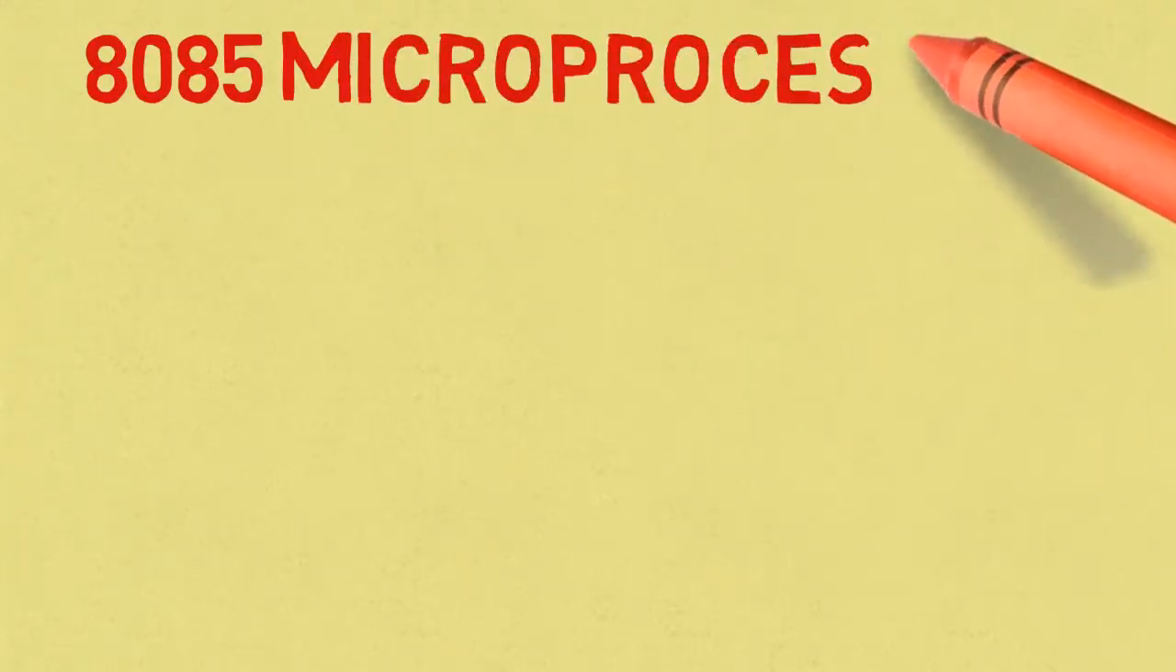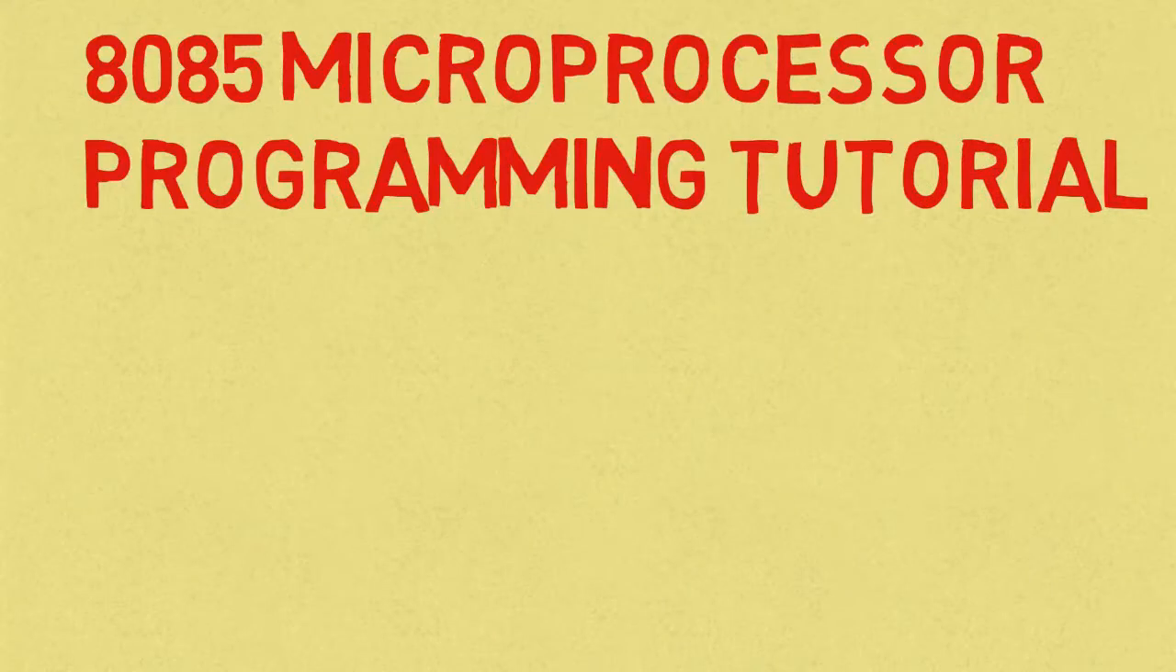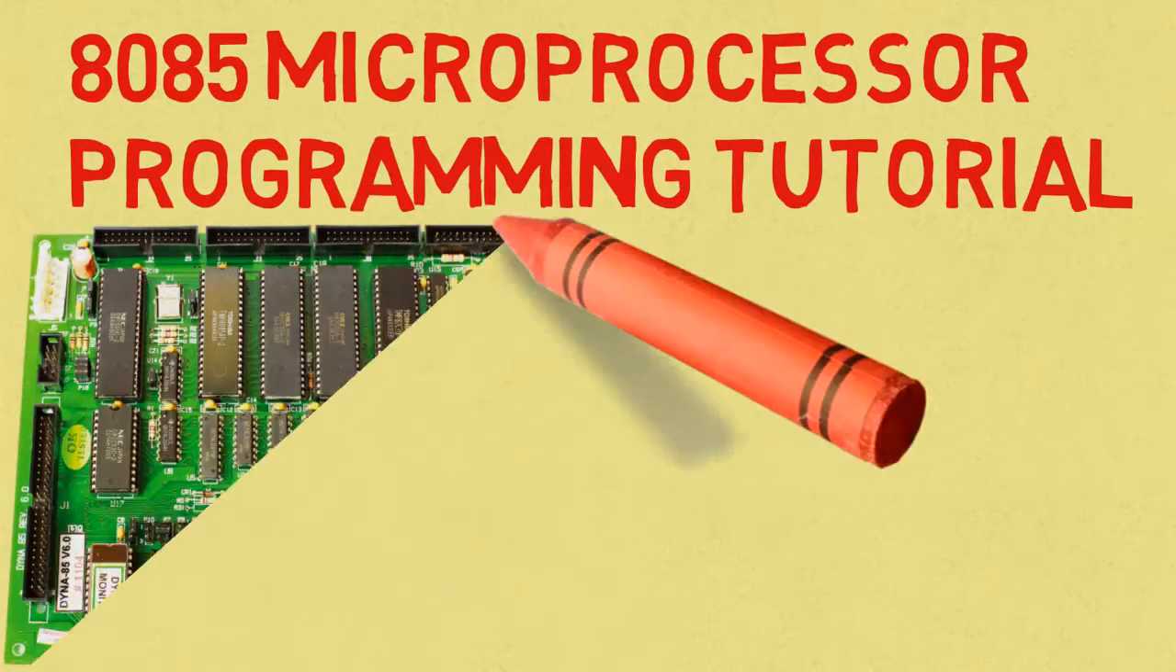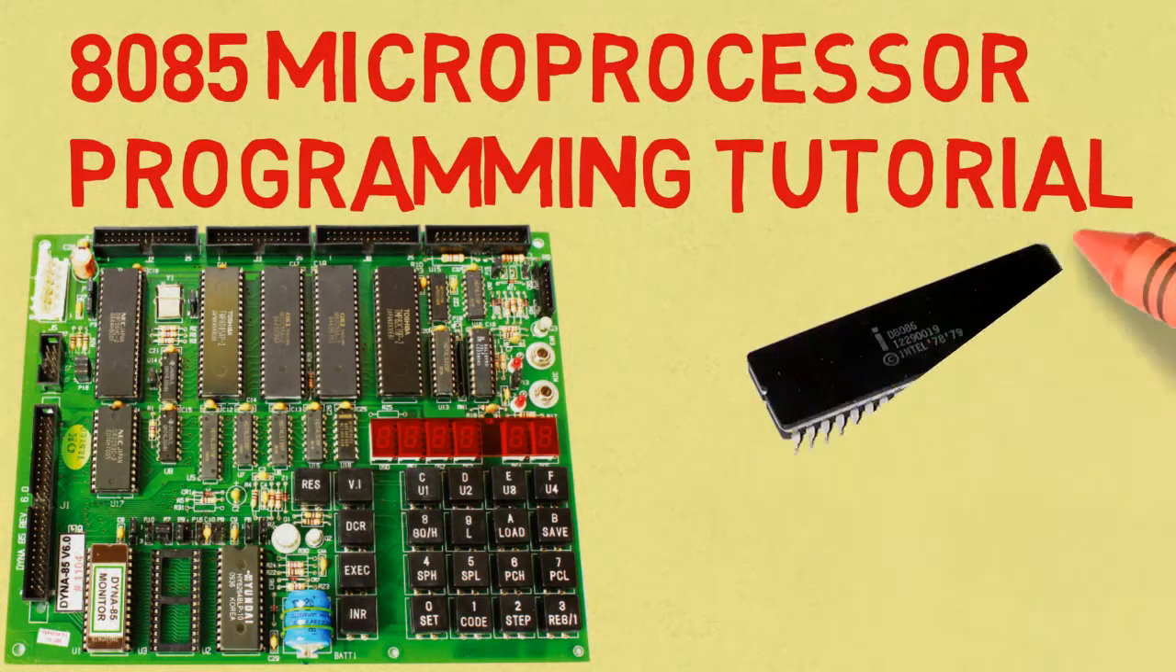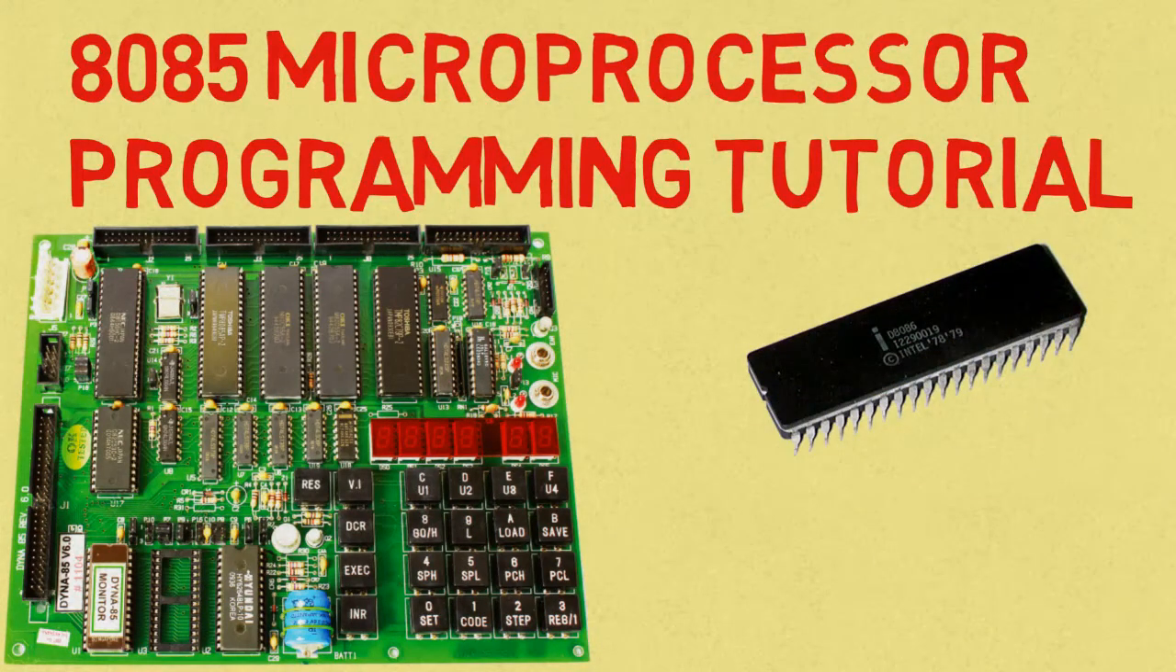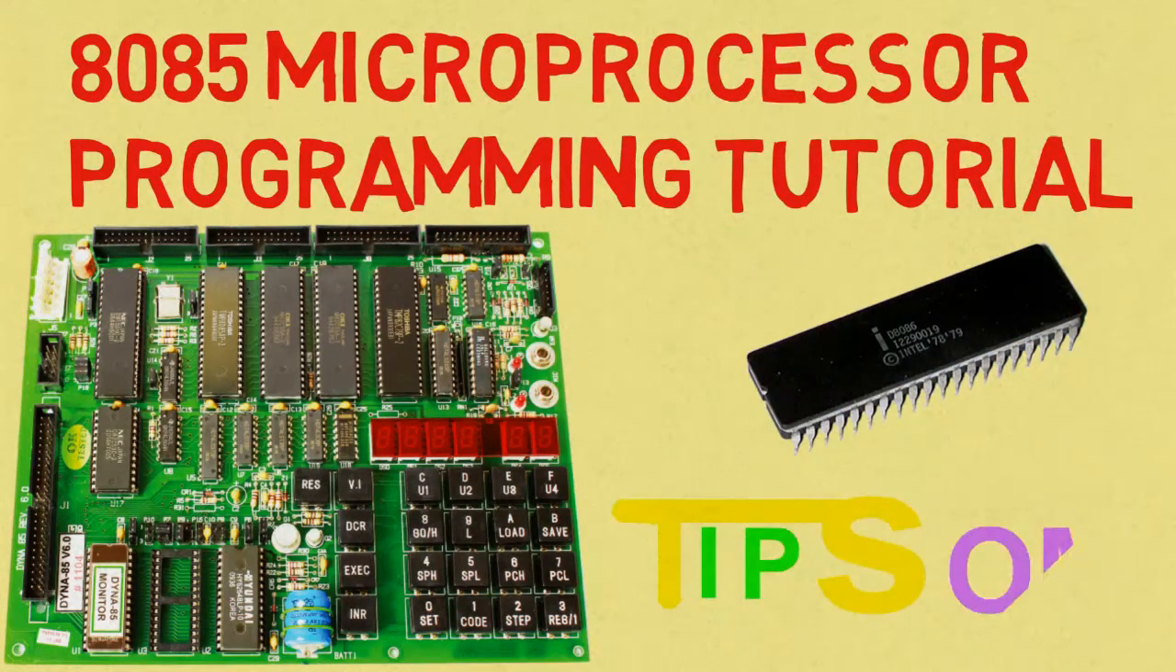Hello and welcome to Some Tips and the tutorial of 8085 microprocessor programming. In this video, I am going to show you how you can change the nibble of an 8-bit number. That means the first 4 bits will be the last 4 bits and the last 4 bits will be the higher 4 bits. So watch this video till the end.